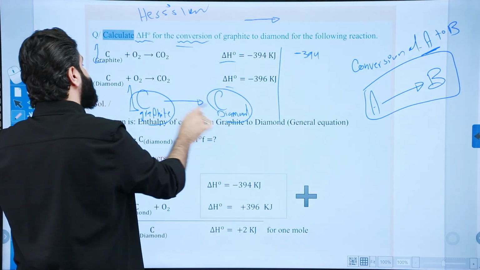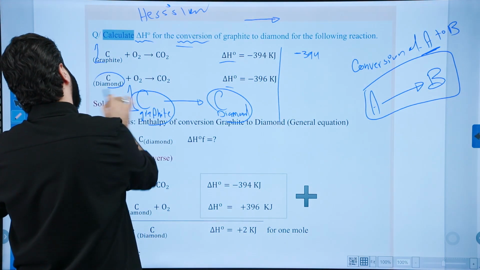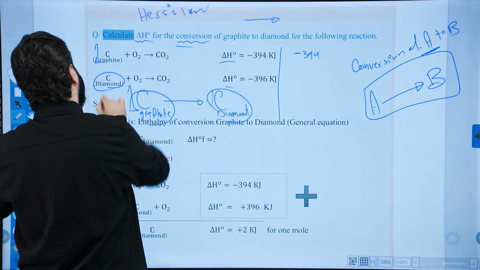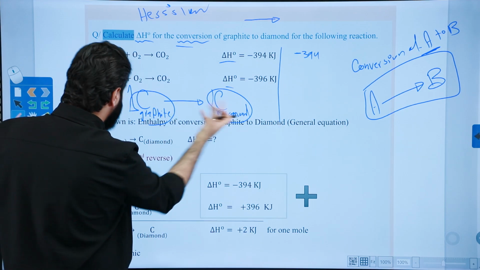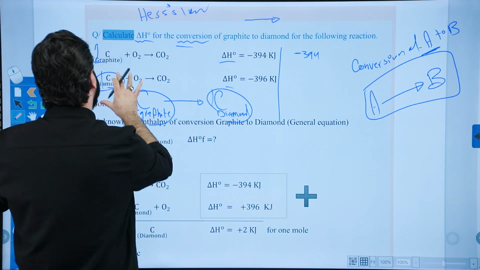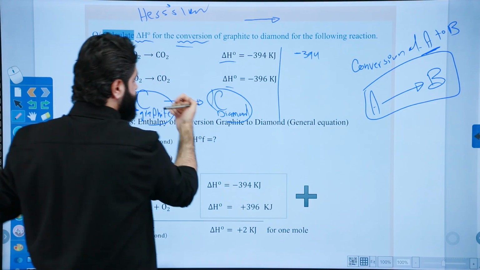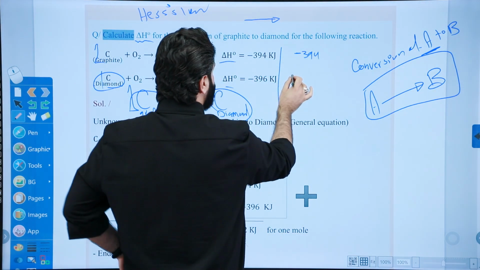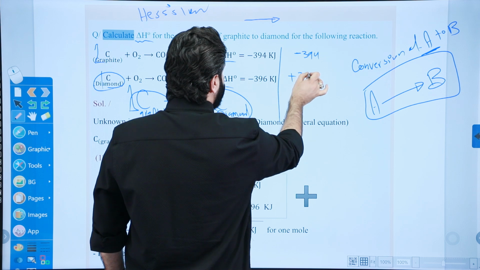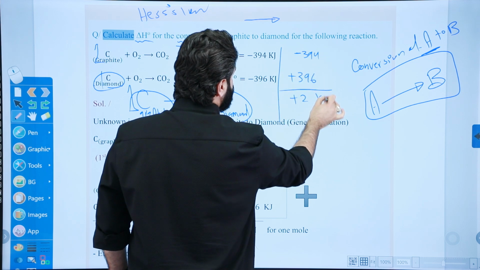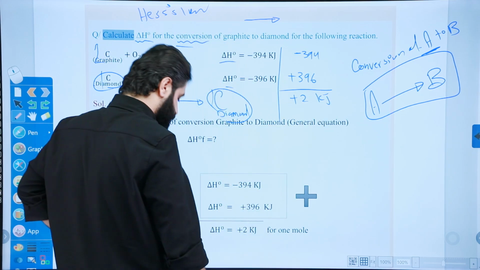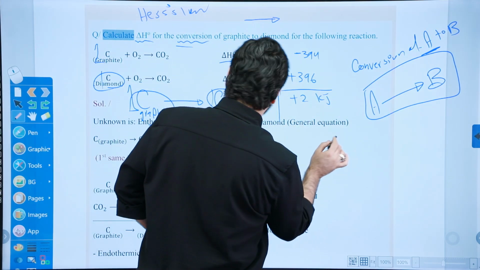And for the diamond, look at this, diamond is in the second reaction. Number of mole 1 by 1, but you know the location is not okay, right? Position, location. Look, it's other product, this is other reactant, just switch it. We'll take opposite sign for the number, plus 396, then will become plus 2 kilojoules. The reaction is endothermic.